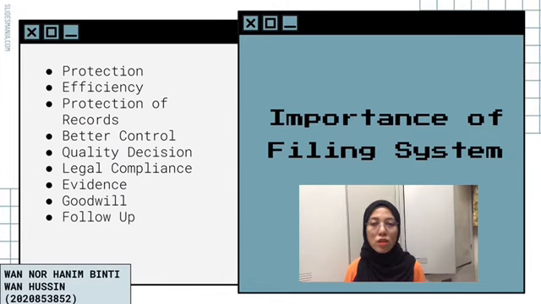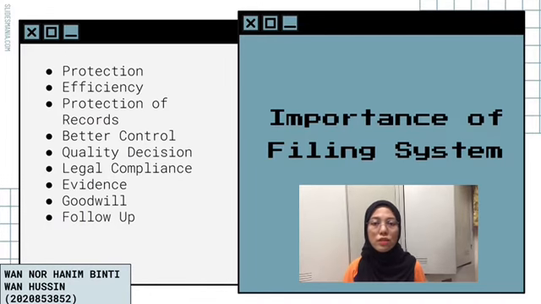Protection of records. Documents are protected against possible loss or damage. Some documents are to be preserved permanently. Better control. The process of control is facilitated by a good filing system. All the incoming and outgoing letters are properly checked, and quick disposal of letters is possible if immediate attention is required by any letter.